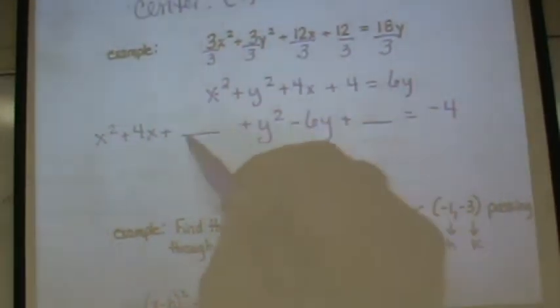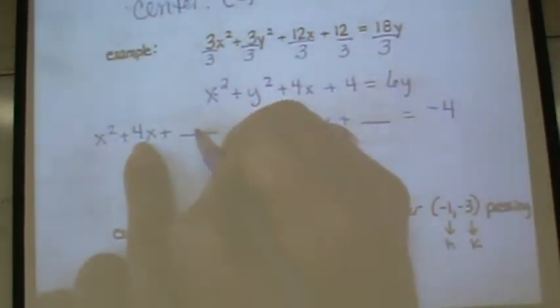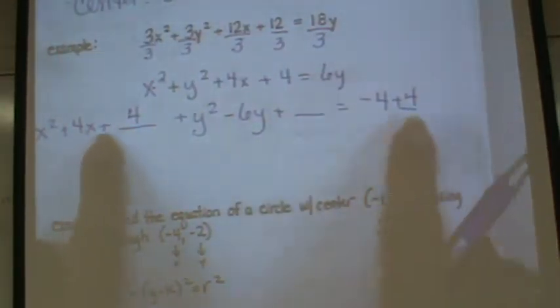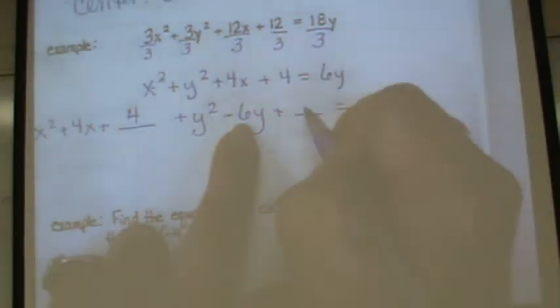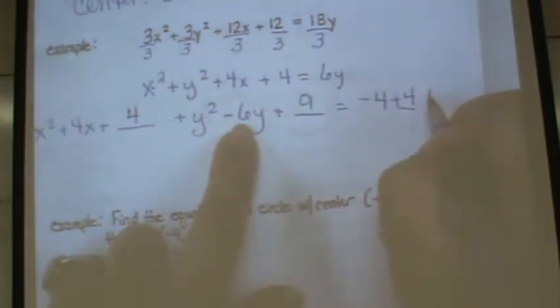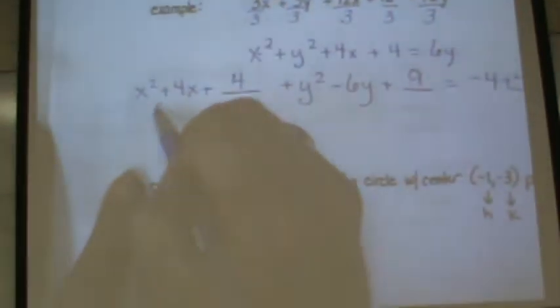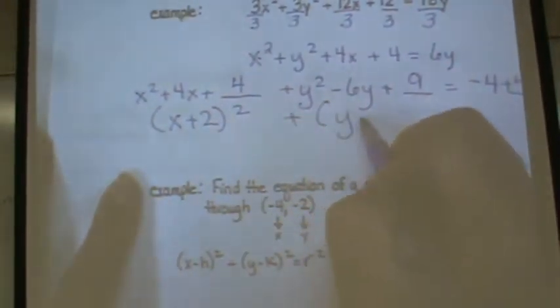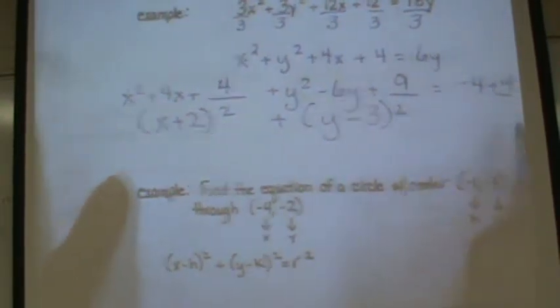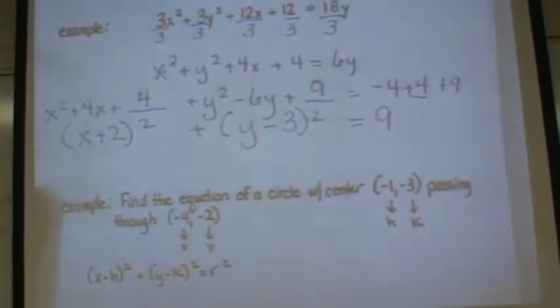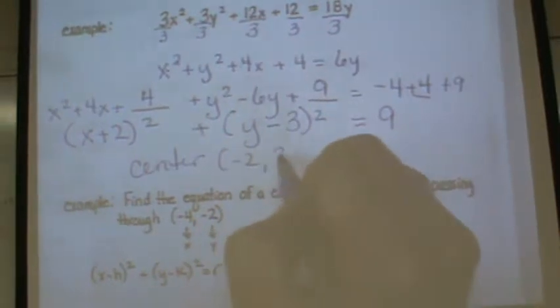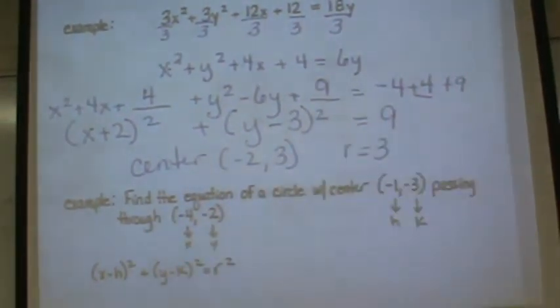Okay, now complete the square. What's half of 4? 2. Square it, you get 4. Whatever you do to one side, you do to the other. What's half of negative 6? Negative 3 squared, add 9. Factor. Factor again. And combine. Now can you tell me what the center is? Negative 2, 3. Negative 2, 3, and what's the radius? 3. 3. Very good.